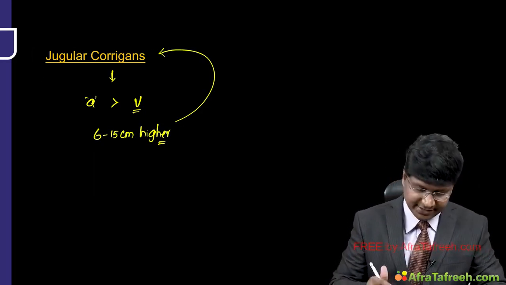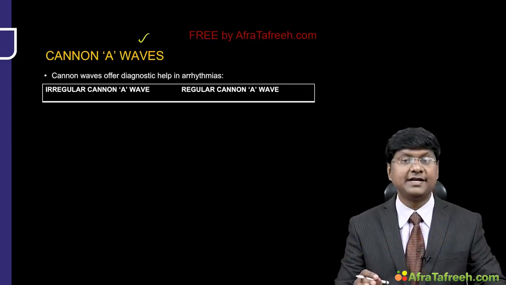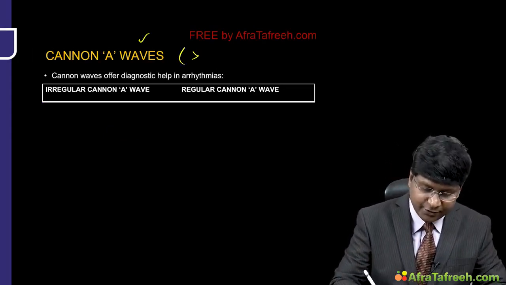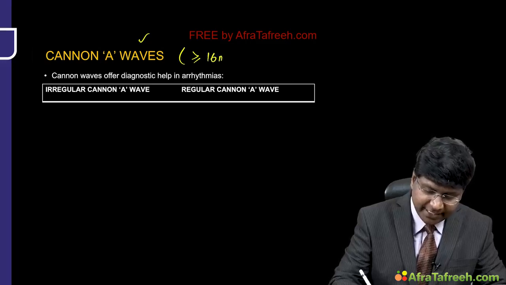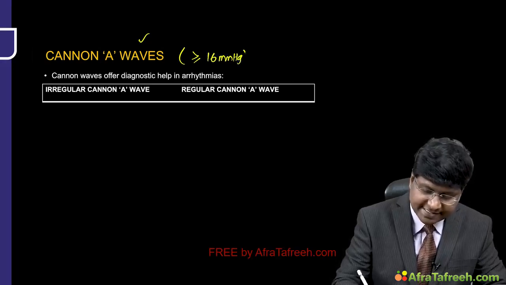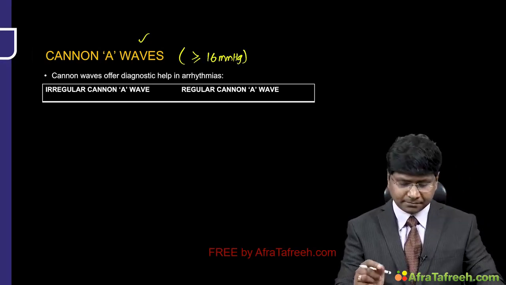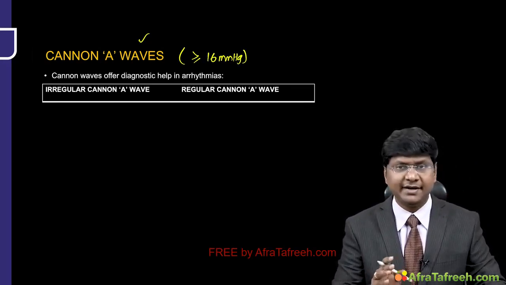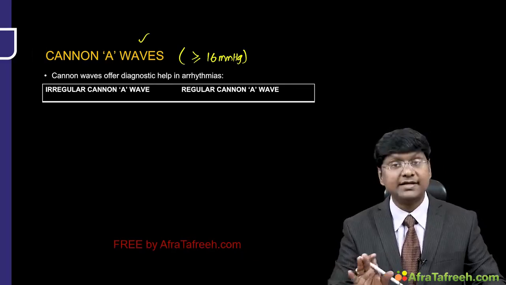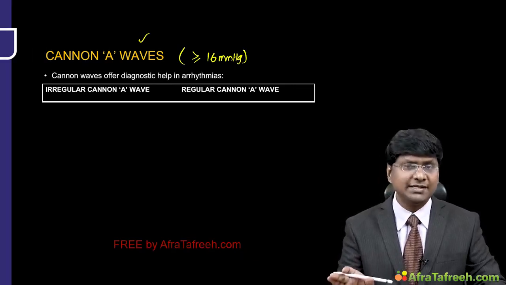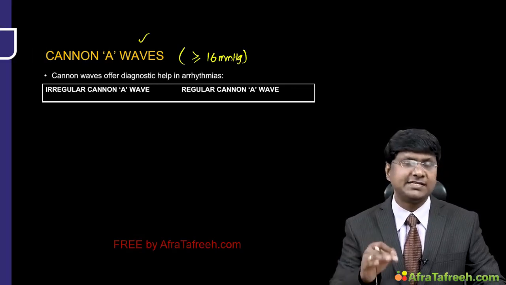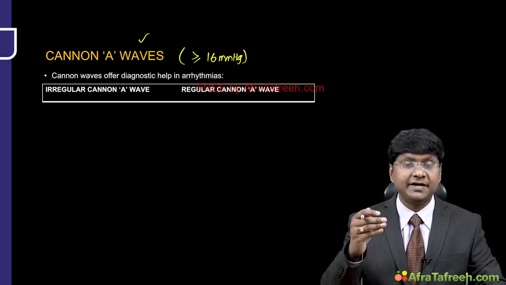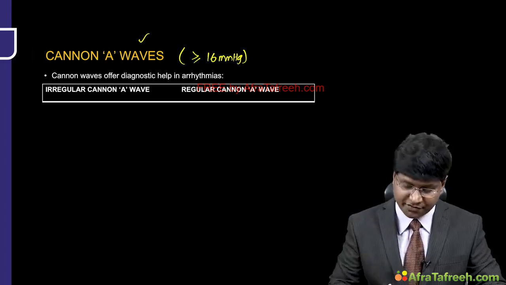Okay, next, then followed by that, what exactly do you understand by this word, Cannon A wave? So Cannon A wave, what did I tell you? The right atrial pressure should be elevated to more than or equal to 16 millimeters of mercury. Now this Cannon A wave, you can have either the irregular Cannon A wave or the regular Cannon A wave. Now first of all, let me explain the concept of the Cannon A wave. Why do you get the right atrial pressure elevated to more than or equal to 16 millimeters of mercury?